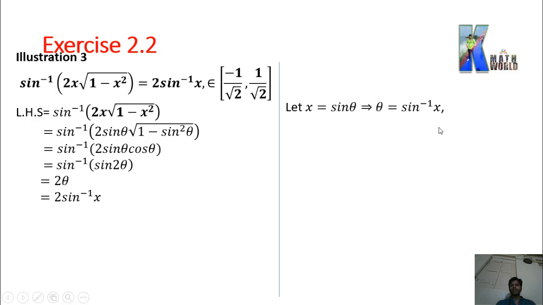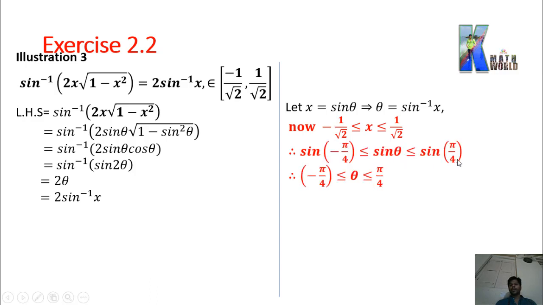And what is your theta? Theta is sine inverse x. So again, if you want to check the condition, then minus 1 by root 2 is less than or equal to x, which is less than or equal to 1 upon root 2. Your function has x equals sine theta. So when you replace x by sine theta, you have to compulsorily write both these end values in terms of sine. So you get sine of minus pi by 4 is less than or equal to sine theta less than or equal to sine of pi by 4. Obviously minus 45 degrees is less than or equal to 45 degrees, so you can directly write minus pi by 4 less than or equal to theta less than or equal to pi by 4.